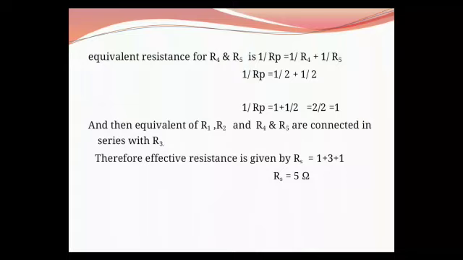And these resistances R1, R2 and R4, R5 are connected in series with R3. And therefore to find the equivalent resistance, that is to find the effective resistance of the total combination, use the formula for equivalent resistance connected in series combination. We get Rs equals 1 plus 3 plus 1, and that total is equal to 5 ohm.